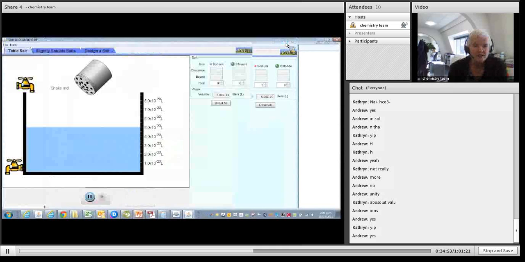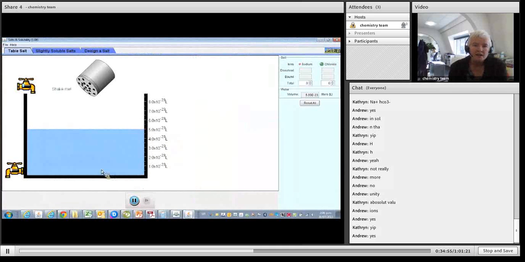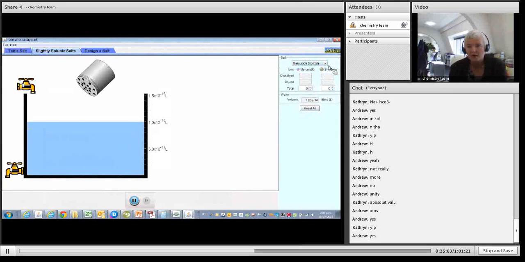What I've got here is the FET one. It also comes up in the book, and I'm going to choose, well, we can do mercury bromide. Let me go for an AB salt, so silver bromide. If I shake this, you're going to see it's going to dissolve. Can you see it's sort of all dissolved?